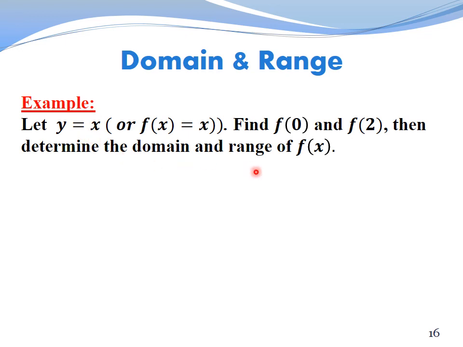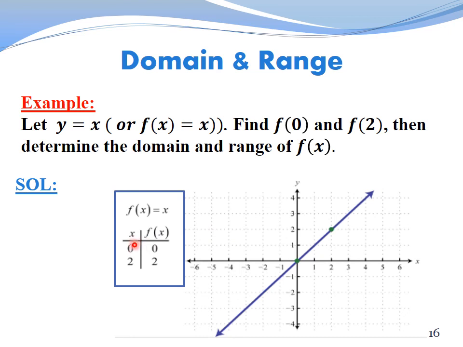In order to determine the domain and the range, we have two options. We either draw this function, we plot it, and determine the domain and the range graphically, or we can just determine the domain from the fact that this is a linear function. Okay, let's do this. We will have here x, when x equals 0, f of x is equal to 0, and when x equals 2, f of x is equal to 2.